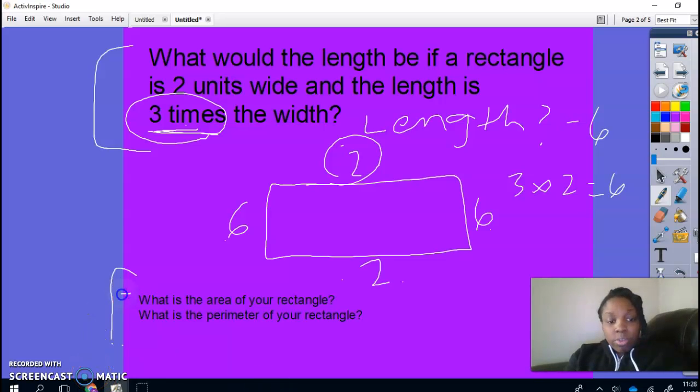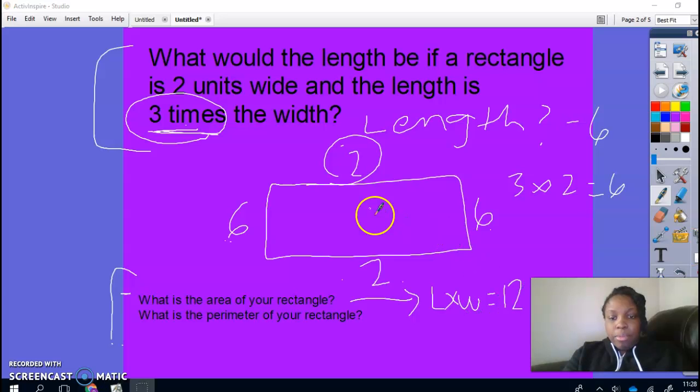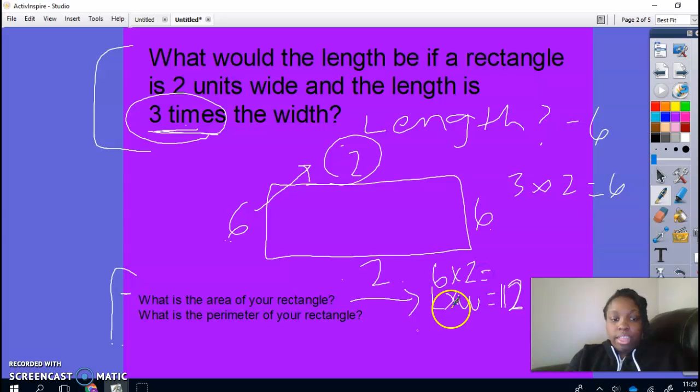So, another question, the second one. What's the area of the rectangle? What is the formula for area again? Think about that. Good. The formula for area is length times width. So I know that I am multiplying length times width. And when I multiply length times width, 6 times 2 will equal 12. So 6 times 2 equals 12. So that is my area. So now I got my answer to this one.